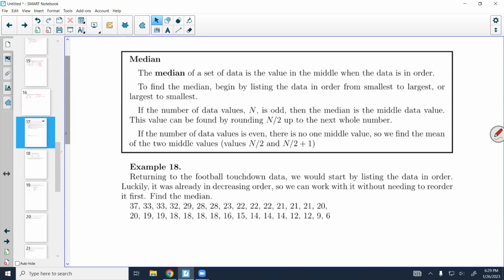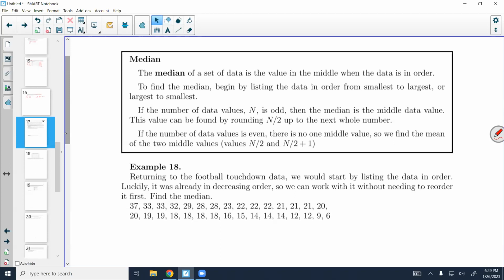If the number of data values, n, is odd, then the median is the middle data value that can be found by rounding n divided by 2 up to the next whole number. If the number of data values is even, there is no middle value. So we find the mean of the two middle values, which is n divided by 2 and n divided by 2 plus 1.